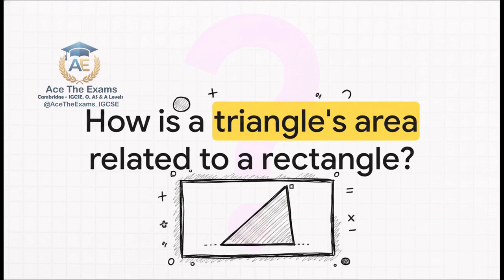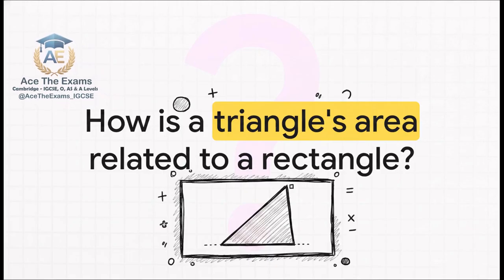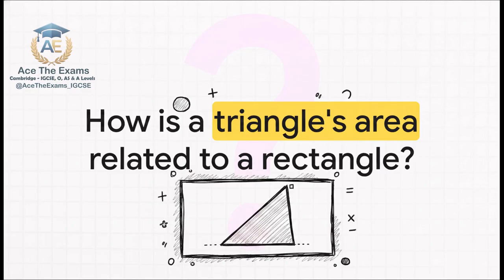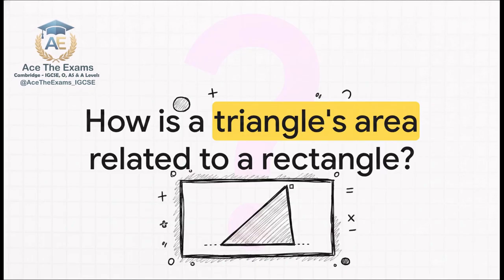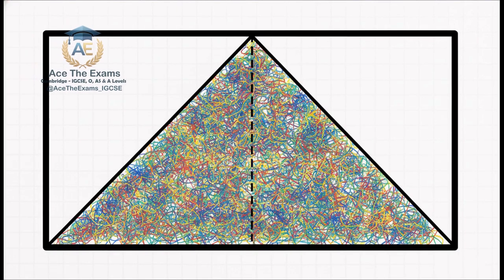I want to pose this key question directly to you right now. How exactly is a triangle's area related to a rectangle? Take a second to really think about it. If you draw a triangle completely inside a box, how much space does it actually take up? Let's see how this builds step by step to answer that exact question.